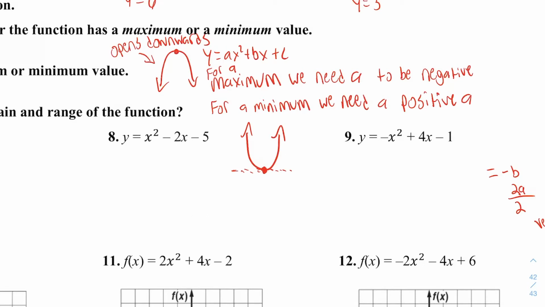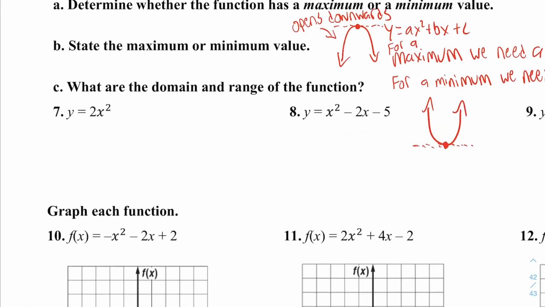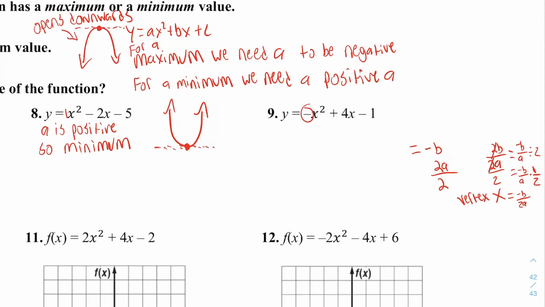If a is negative, that means we're opening down. And if we're opening down, the highest point is called a maximum. So in these, if you just look at a, this is going to be a minimum because a is greater than 0. A is positive. Here, a is 1. A is positive. So minimum. Here, a is negative. If a is negative, we're going to have a maximum.